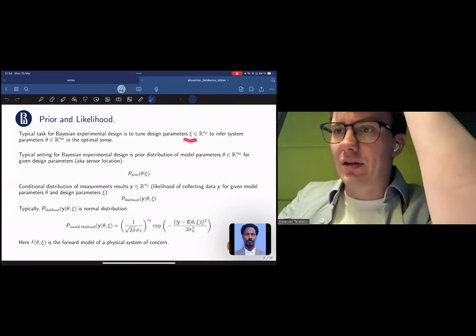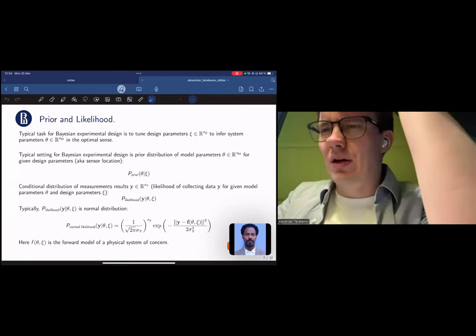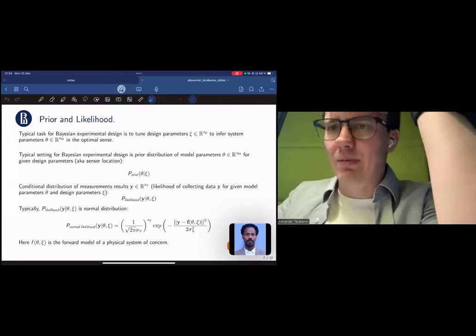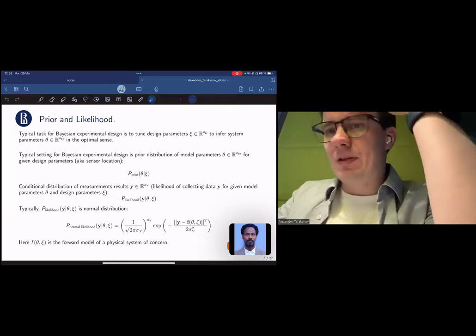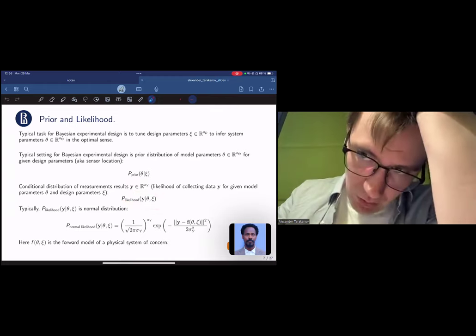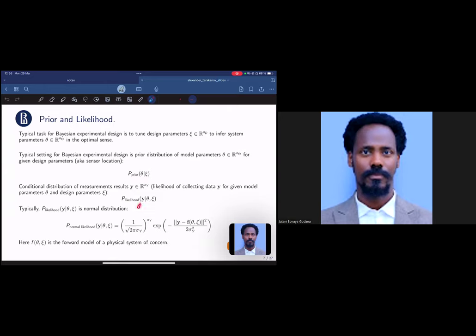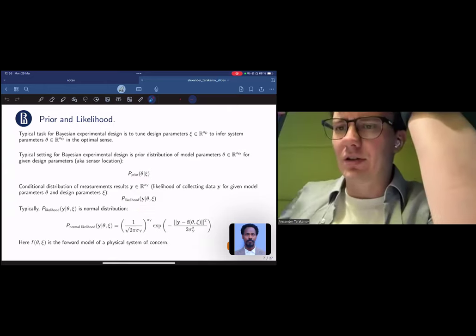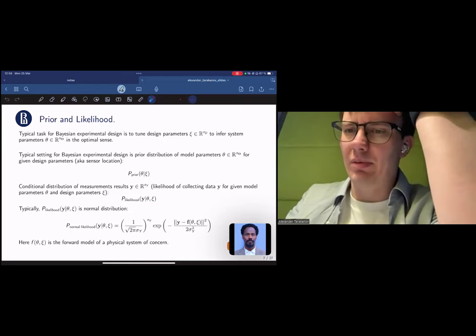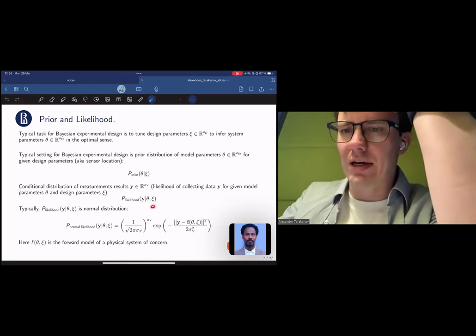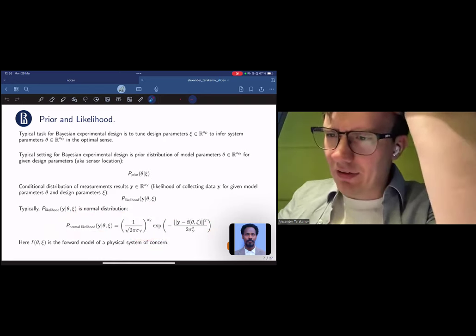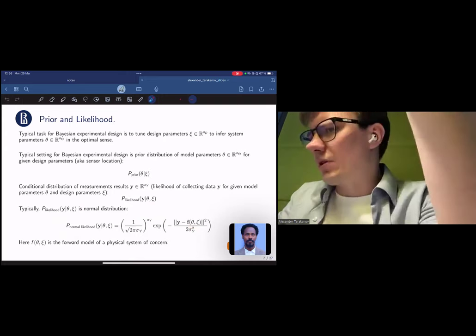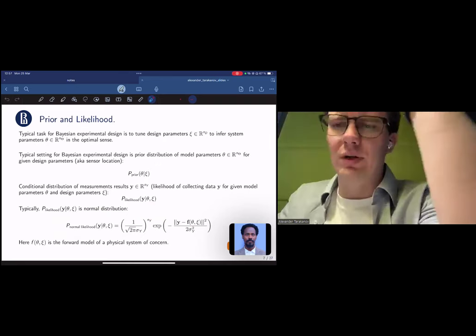So let's start with a brief introduction to Bayesian experimental design. We have design parameters psi that control the experimental setup, we have model parameters theta, and we have the prior distribution of the model parameters. We have the likelihood, which tells us the probability of getting observation vector y given the model parameters theta and the design parameters xi of our experiment. Typically this likelihood is a normal distribution, and f here is a forward model. For example, it could be a numerical simulator, or flow simulations.